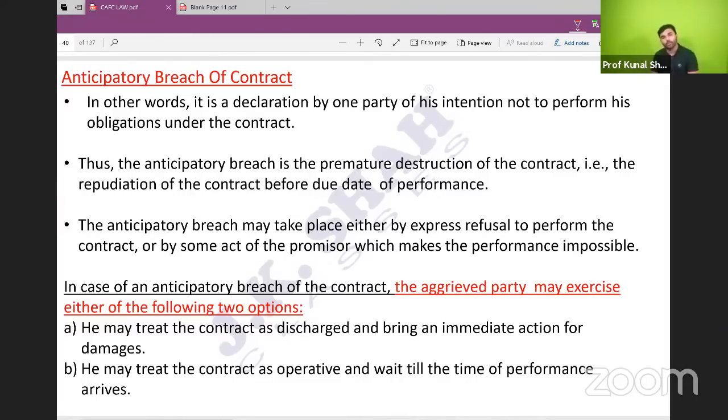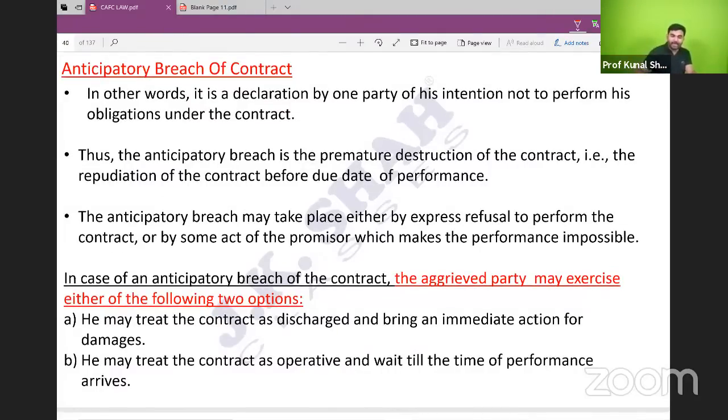Or else option number two, file a case immediately. In practical life, it's better to go for option number two, that is filing a case immediately. If you wait for option number one, there's a chance of supervening impossibility happening and the contract becomes void, wherein you won't have a chance to file a case later on. So better to go for option number two, that is file a case immediately.